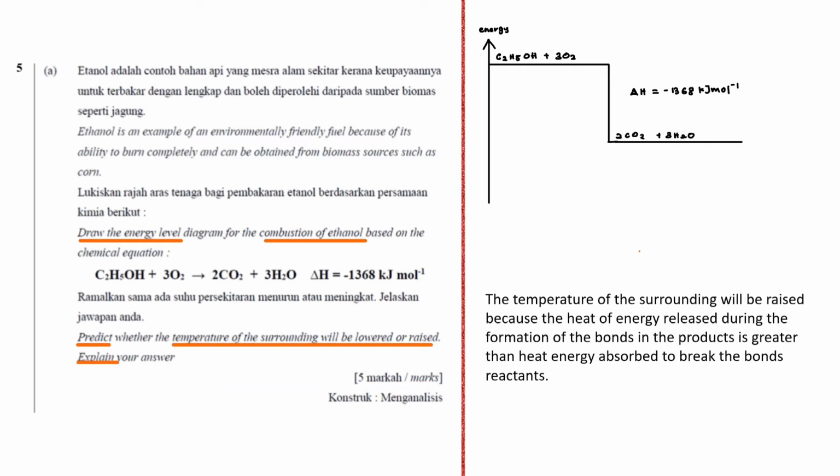Explain your answer. The combustion of ethanol is an exothermic reaction. When 1 mole of C2H5OH reacts with 3 moles of oxygen to form 2 moles of carbon dioxide gas and 3 moles of the water molecule, 1368 kJ of heat is released to the surrounding. This will cause the surrounding temperature to be raised because the heat energy released during the formation of the bonds in the product is higher than the energy that is absorbed to break the bonds in reactants.